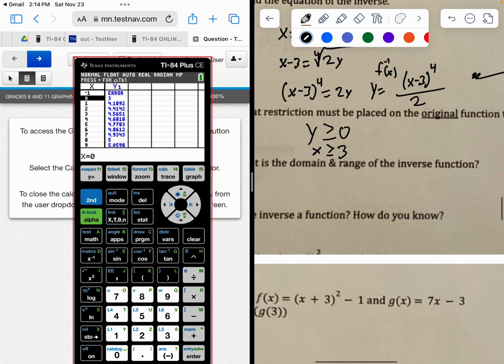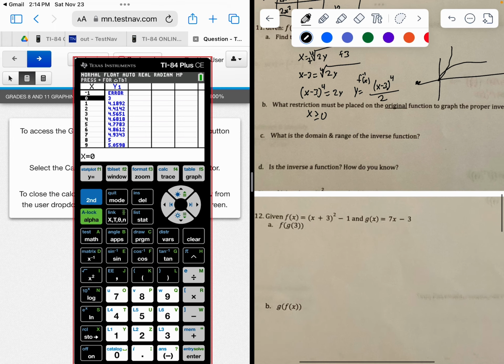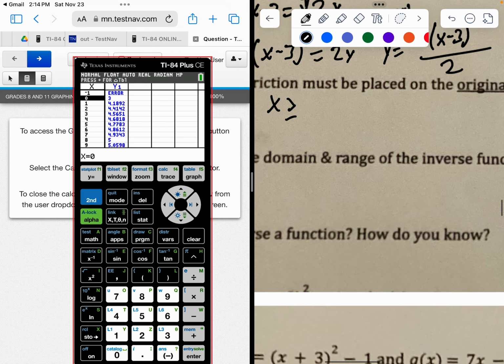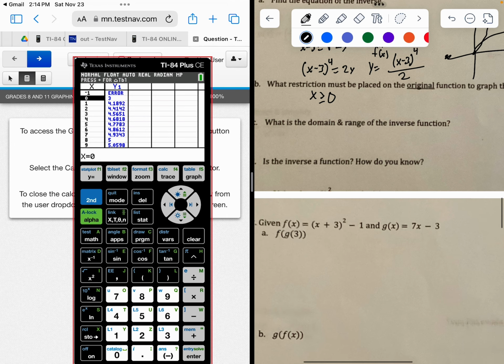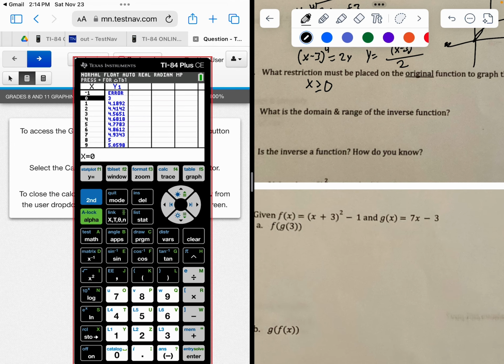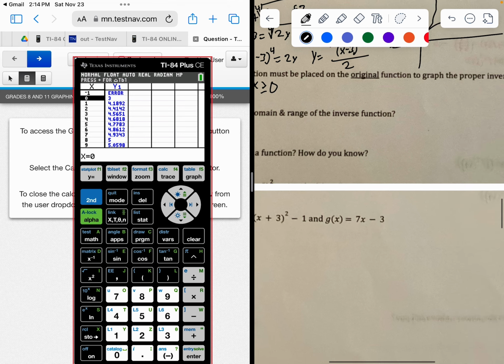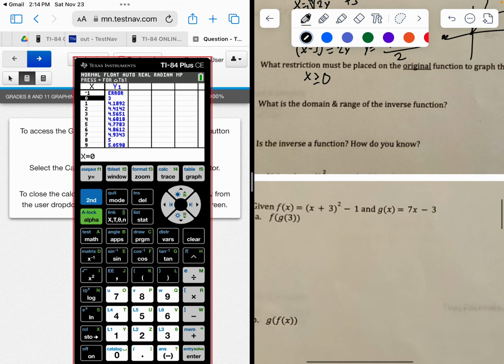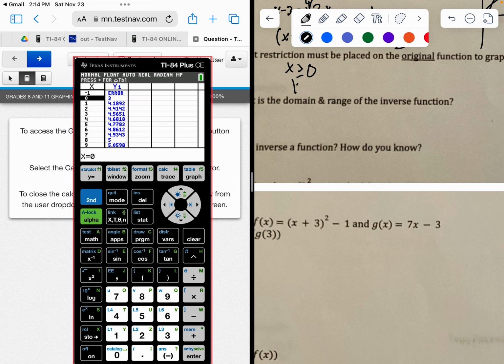Oh, for the original function, I read that wrong. X must be greater or equal to 0. Oh, okay. And then y must be greater or equal to 3. Sorry, I'm just really tired right now.